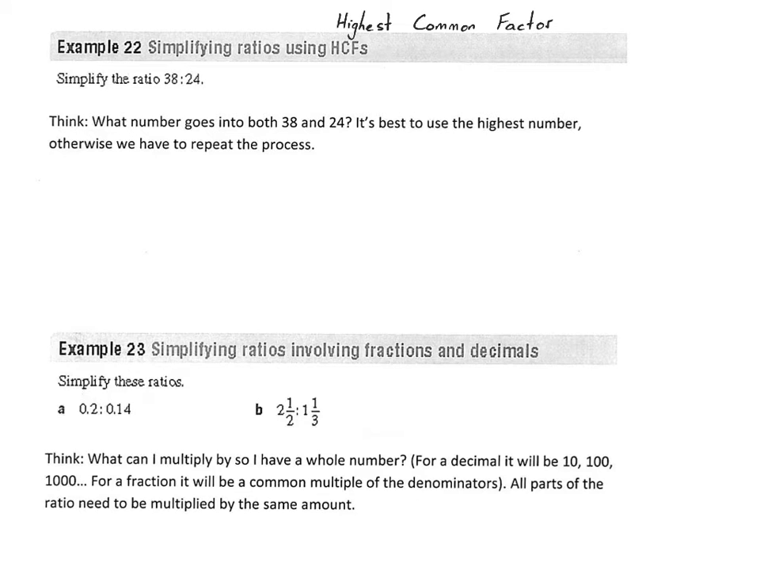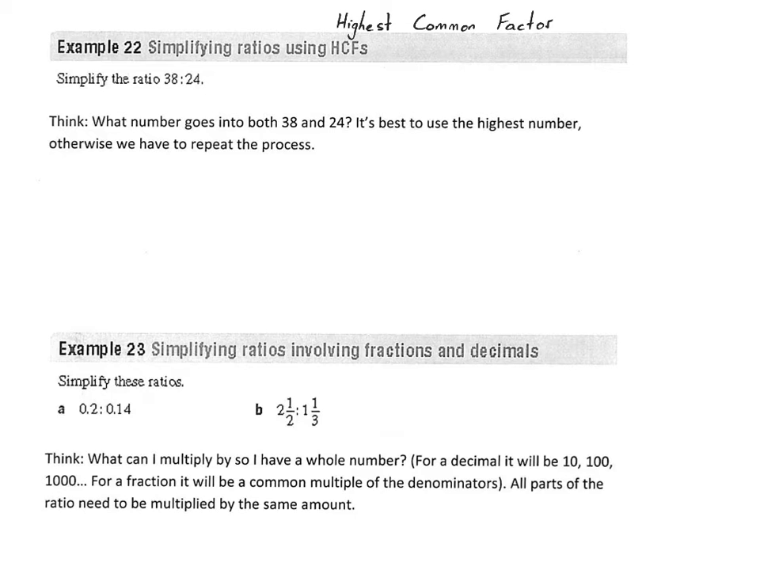To simplify the ratio 38 to 24, you think to yourself, what number goes into both 38 and 24? If you can find the highest number that goes into both, the highest common factor, it's a much quicker process and we only have to do it once. Otherwise, you might have to repeat the process. But repeating the process is also sometimes not a bad thing. It's just longer, but we can still do it.